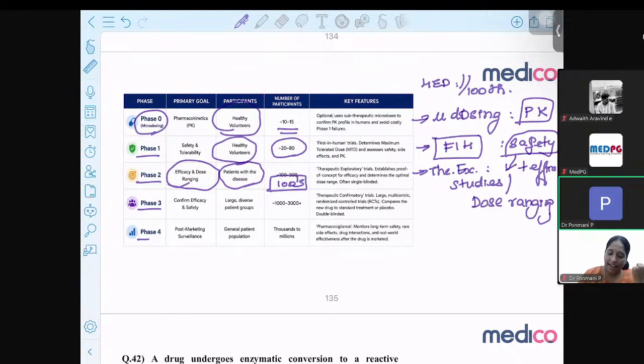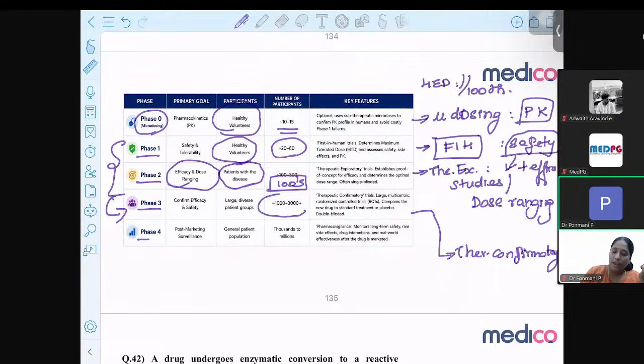Okay. In phase 3, what are they doing? Whatever they did in phase 1 and phase 2, they will confirm in phase 3. And that is why it is called a therapeutic confirmatory study. And in this, what will be the sample size? It will be in thousands, 3,000 or 3,000 plus. And the last is called phase 4. Phase 4 is where the drug enters the market. So it is called post-marketing surveillance. And here the general population is involved, and it will go up to millions and billions.